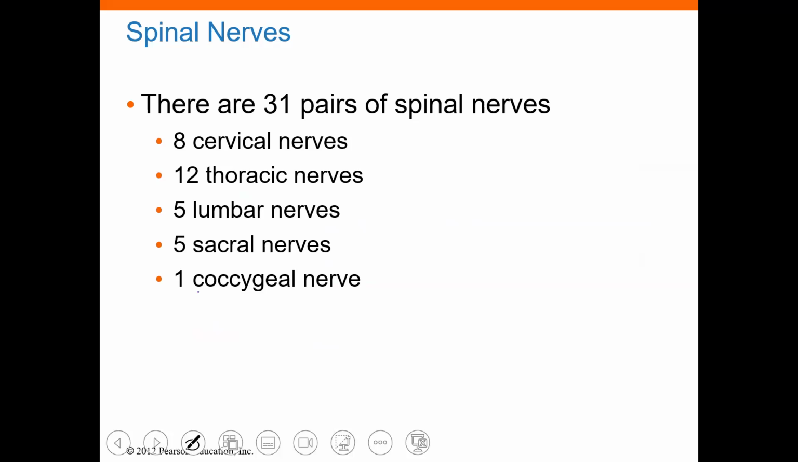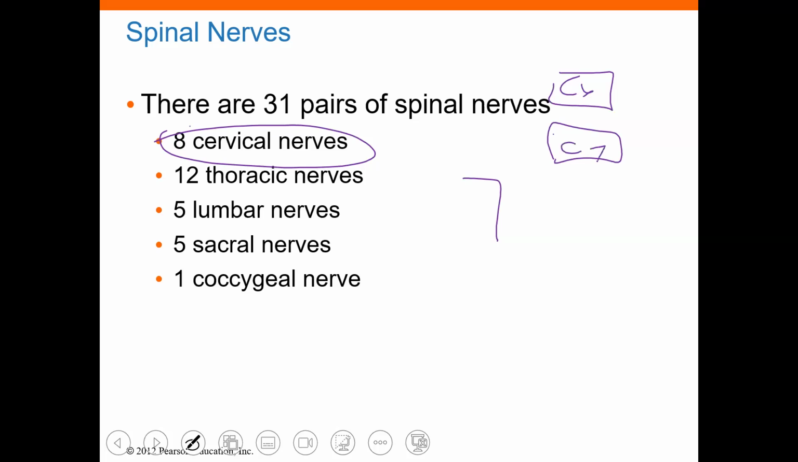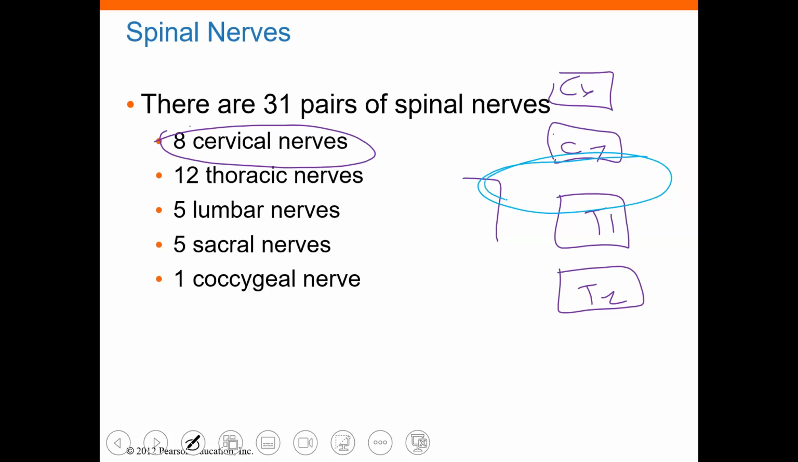There's 31 pairs of spinal nerves. We have 8 cervical nerves. Now we have 7 cervical vertebra, but we have 8 cervical nerves. And so we see these vertebra, C6, C7, T1, T2. In between C7 and T1, this area right here, that's where that nerve is going to be. C8 nerve is going to be between that C7 and T1.